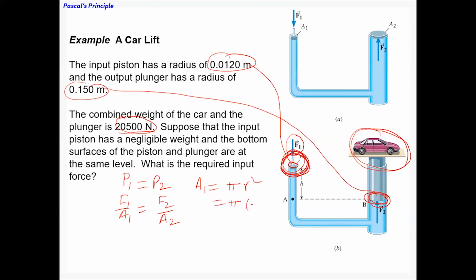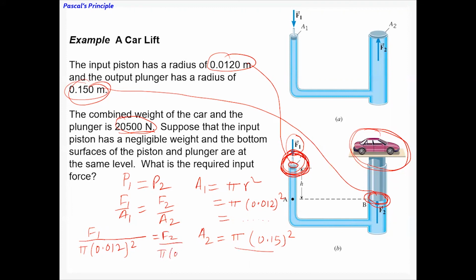Pi times r, which is 0.012, squared. If you multiply this together, you will get some value here. What is A2? A2 is pi r squared again, but your r is different, 0.15 squared. Let's plug this in here. F1 over A1, pi 0.012 squared, equals F2 over this, pi 0.15 squared.